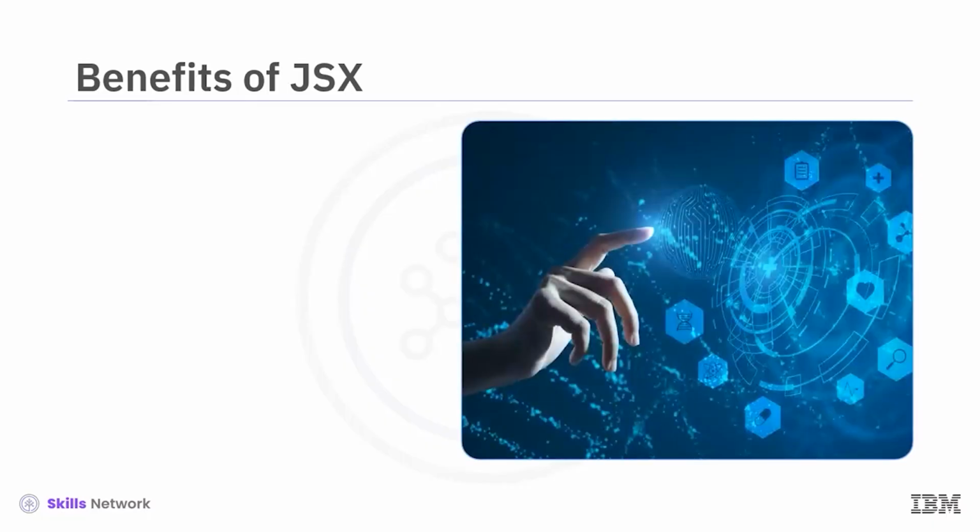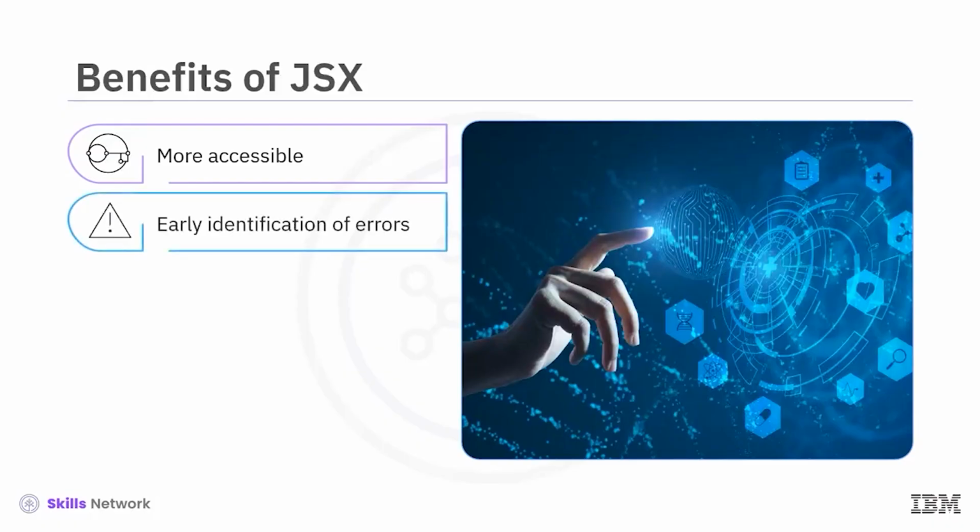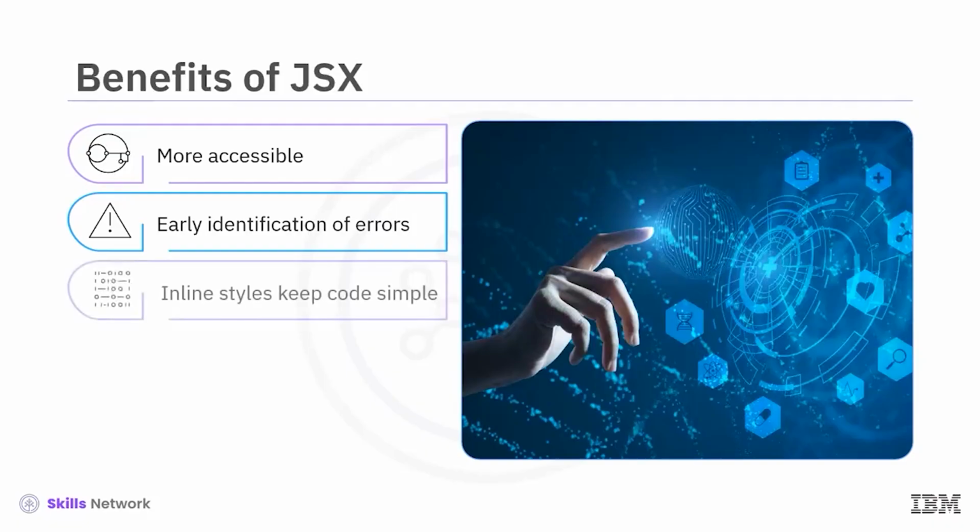Let's discuss some benefits of using JSX. To start with, people who don't know JavaScript or other programming languages can more readily understand and modify it. People who use markup languages such as HTML will find JSX more familiar than JavaScript alone. When you use a compiler to transform your JSX, you'll find errors earlier that might be difficult to spot otherwise. JSX helps keep code simple and elegant with its use of inline styles.